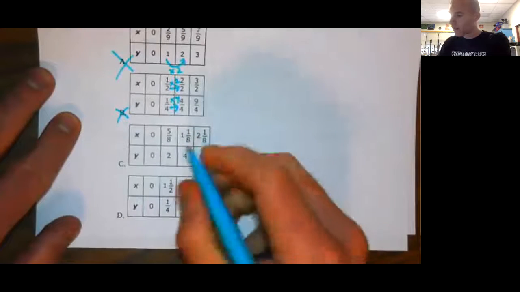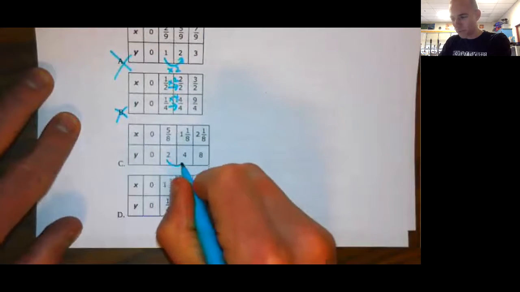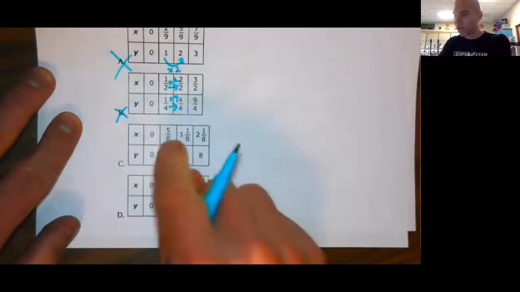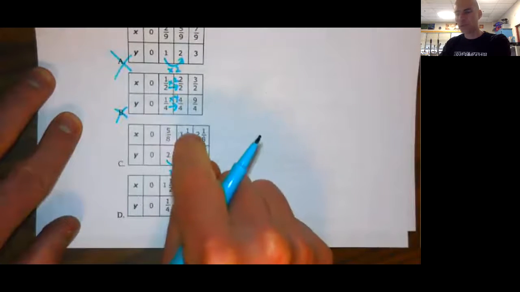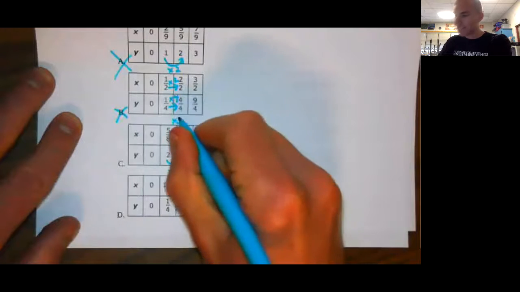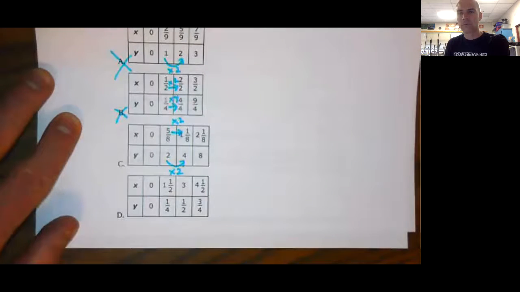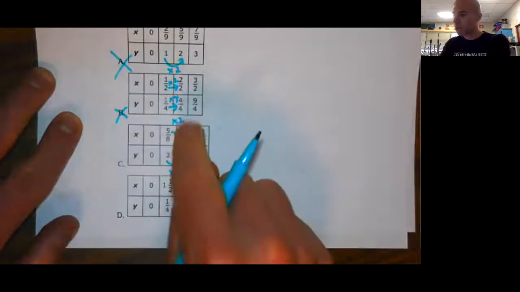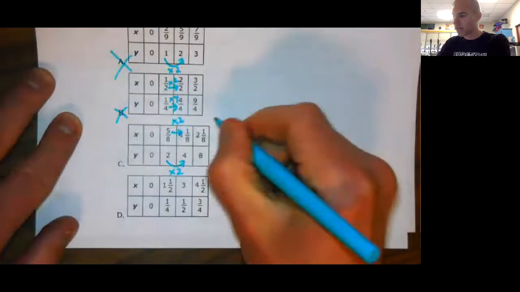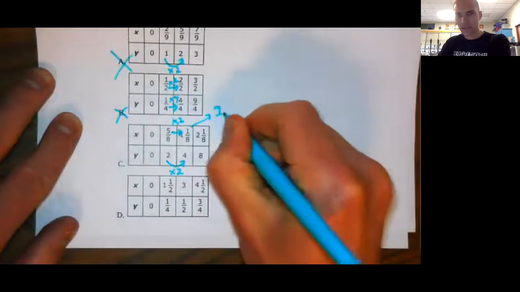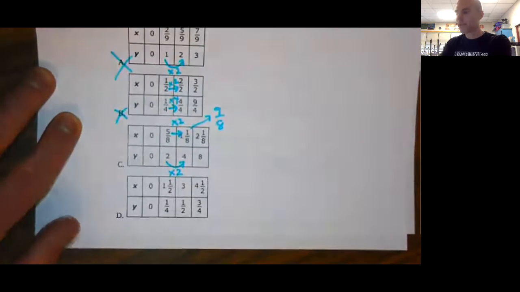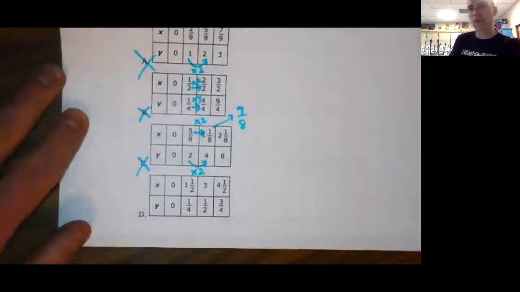Next, on C, I noticed that to go from 2 to 4 is doubling again. So this value directly above must also double. 5/8 times 2 is 10/8. But they've given me 1 and 1/8. That's the same as 9/8. That's not double. It needed to be 10/8. So not proportional. So at this point, I'm pretty sure the answer is D.